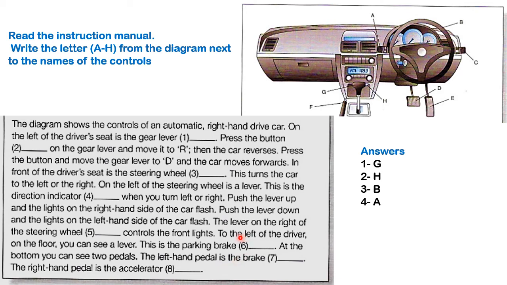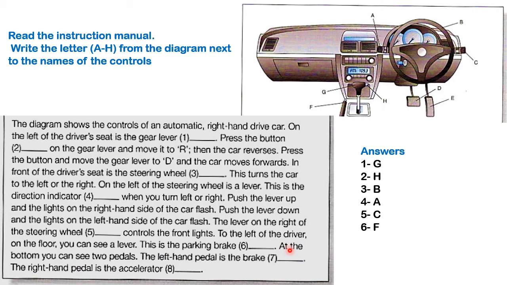Alright, the lever on the right of the steering wheel controls the front lights. Where is the lever that controls the front lights? Yes, it's this one, C. To the left of the driver, on the floor, you can see a lever. On the floor, you can see a lever. This is the parking brake. Where is the parking brake? Yes, it's this one. It's F.